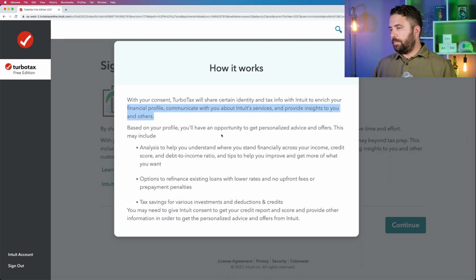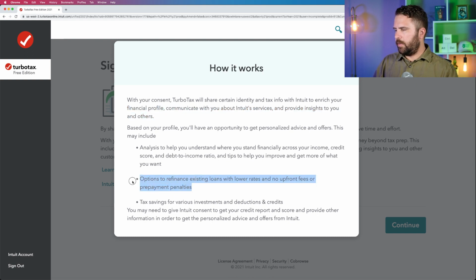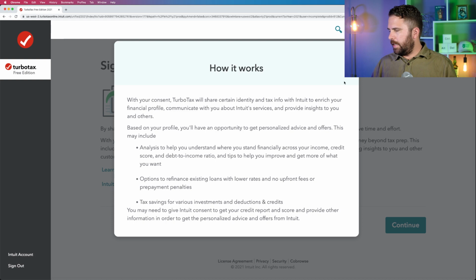Yeah. So, for example, Intuit bought Credit Karma, right? Did they buy Credit Karma? I don't know. But Intuit has lots of different sub-companies, I guess you'd call them, or branches that offer various services, right? Like here, options to refinance existing loans with lower rates and no upfront fees or prepayment penalties. Personally, I don't like being marketed to that much. So I'm going to say no to this.